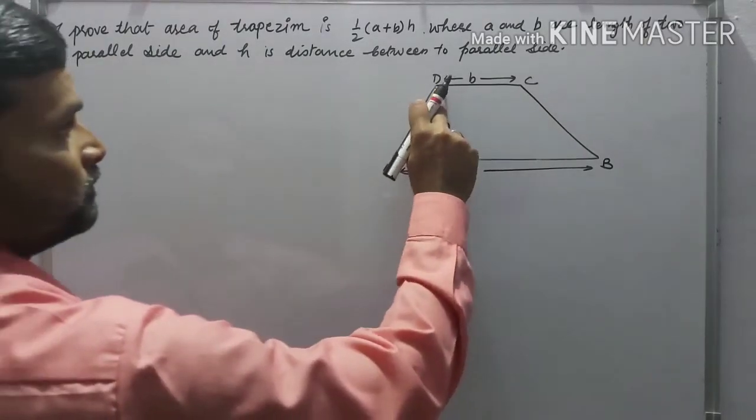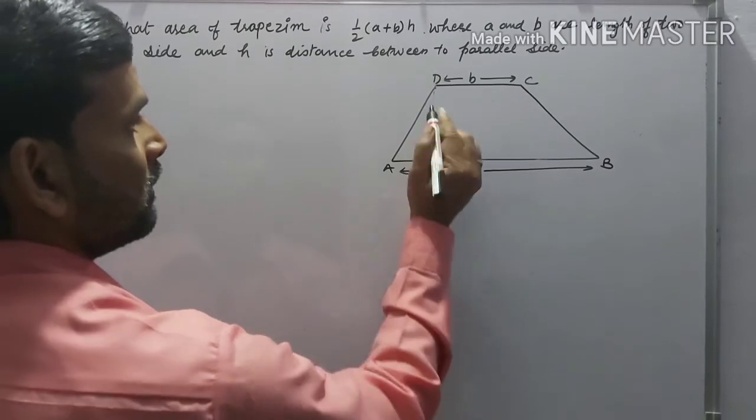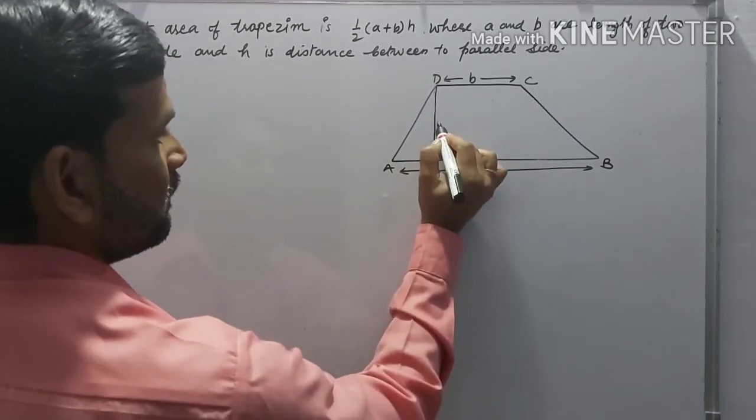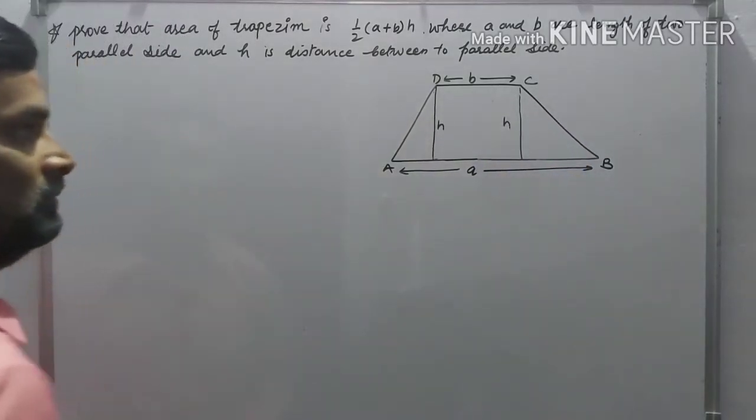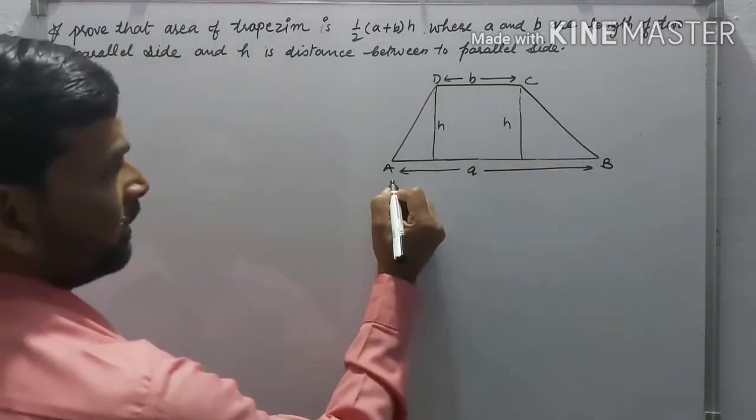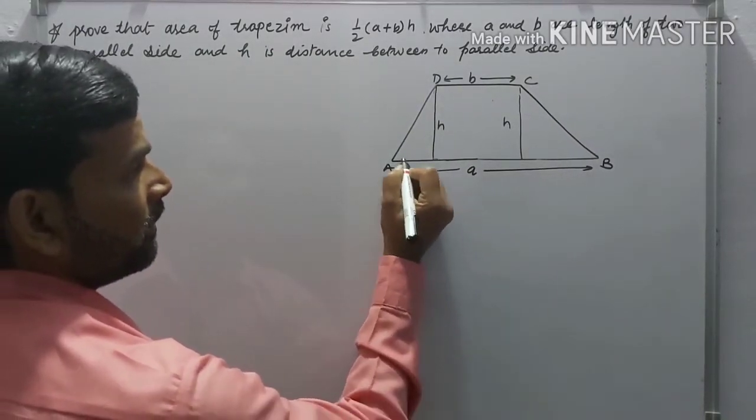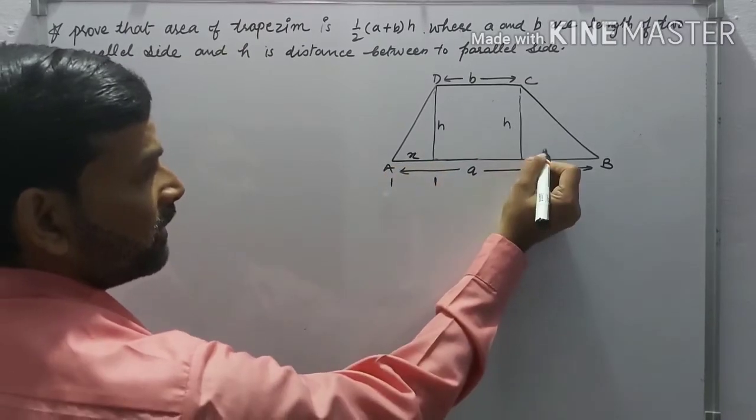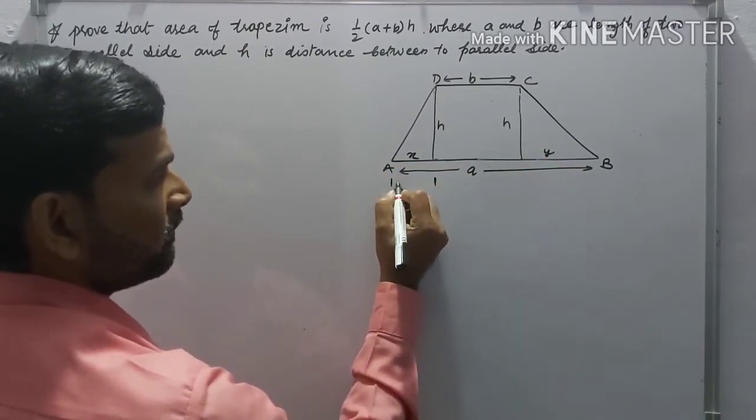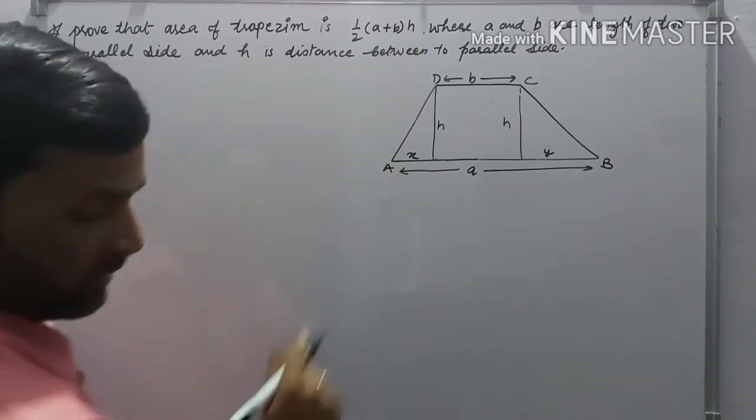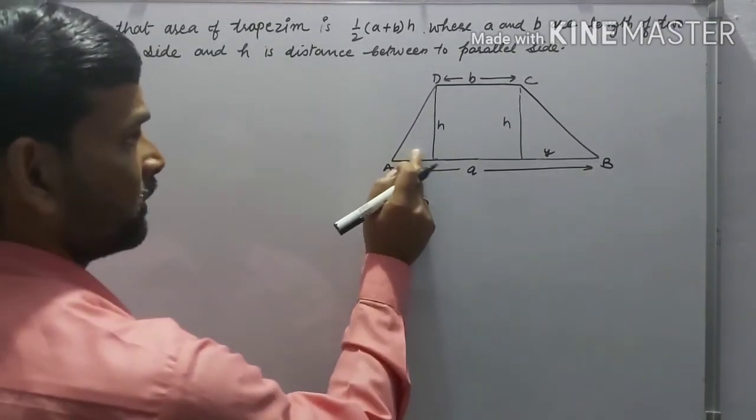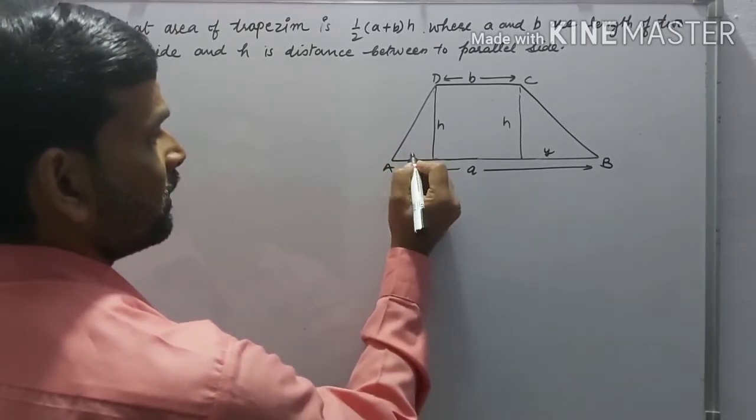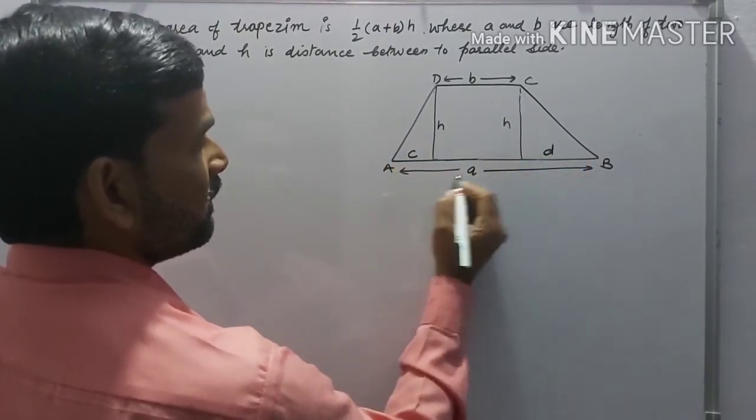Now this is the height h. Similarly, draw a parallel height here, h. It is divided into parts: this is the first part, which is only X, and the second part is Y. Here you do not write X and Y, you write C and D.